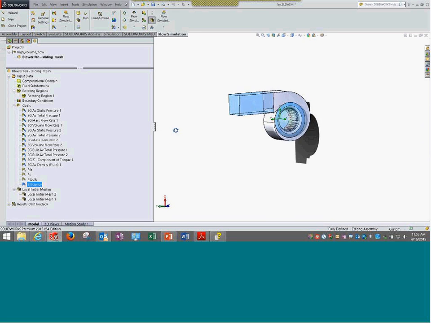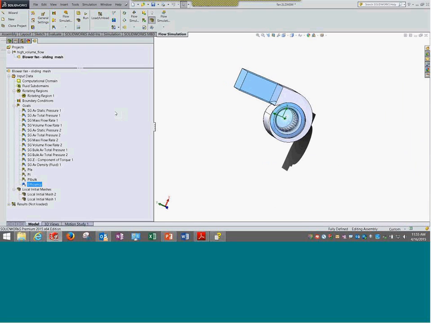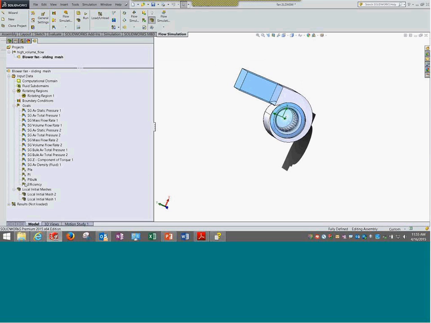General settings. Local mesh is obviously given. We want to ensure it is captured properly.